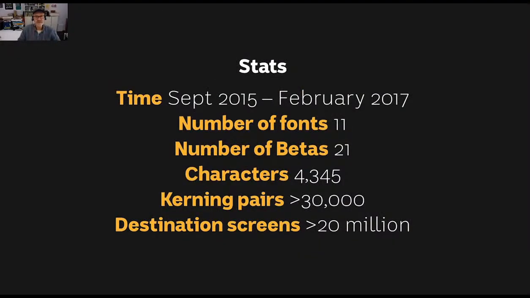Just to wrap it up, here are some stats about the project. It went over a roughly 18-month period. There were 11 fonts in the set ultimately. There were 21 betas. That means every time I had to make a change and then send it back to get approved, it would create a new beta version of the font for testing.